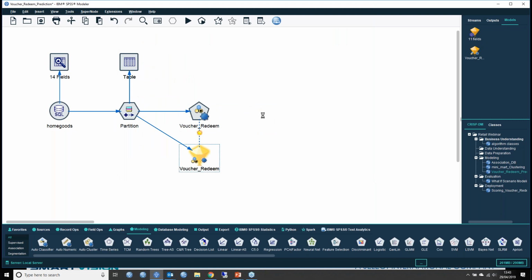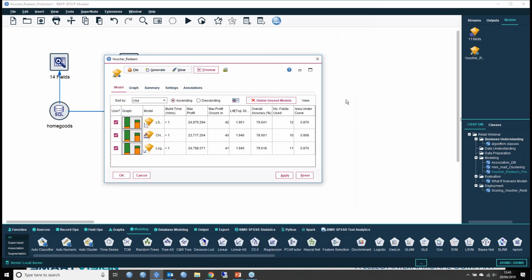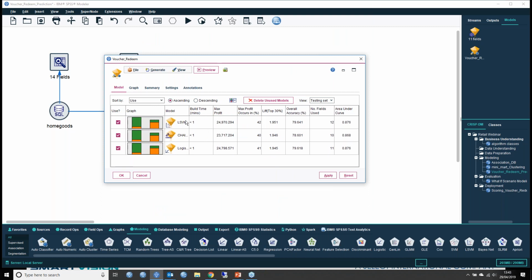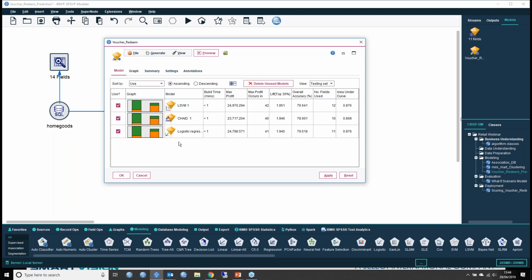So when I double click on this and look inside, it says I found 3 different techniques that predict this outcome. One's called a linear support vector machine. That is a true machine learning technique. Then there is a decision tree. This is a rule-based technique, which is a bit more transparent. And then there's a classical statistical technique. So it really encompasses all 3 areas of analytics: one's machine learning, one's rule-based, and the other's statistically based.